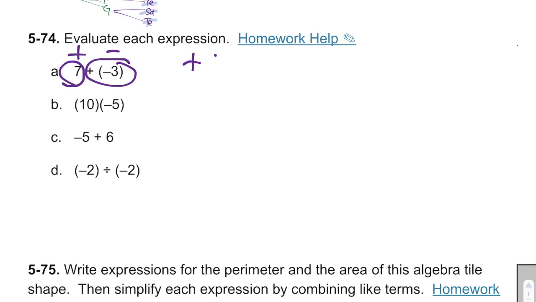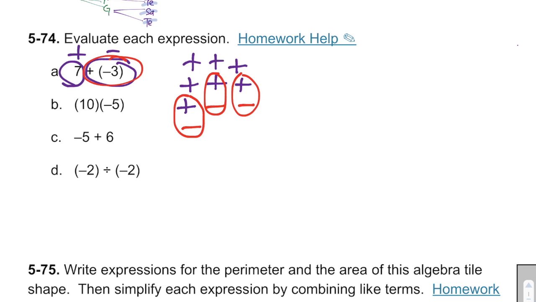If I have 7 positives, 1, 2, 3, 4, 5, 6, and 7, I can have 3 negatives enter this picture. So 1, 2, and 3. So I can make zero pairs here, here, and here, leaving me with 4 positives.